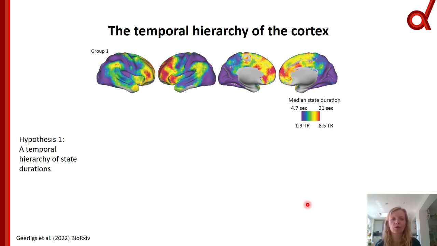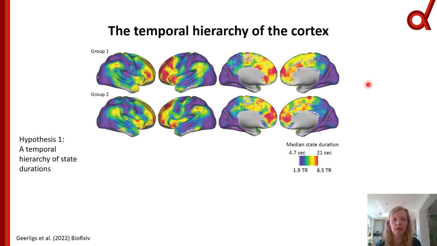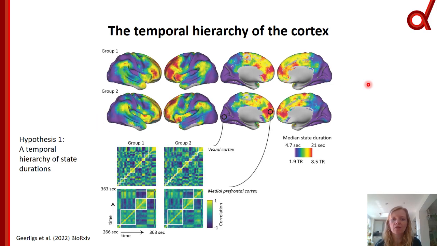So in this picture, you see the temporal hierarchy of the duration of neural states in the cortex. What you can see is that there are very short-lasting states in visual cortex, primary auditory cortex, and primary somatosensory cortex. Whereas there are very long-lasting neural states in lateral prefrontal cortex, medial prefrontal cortex, and the anterior insula. This pattern is very reliable because we see a very similar pattern in this independent group of participants. And we can see these differences in state durations even by just looking at the data by eye.